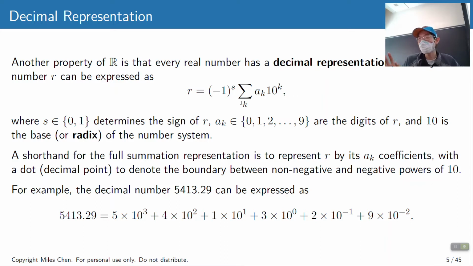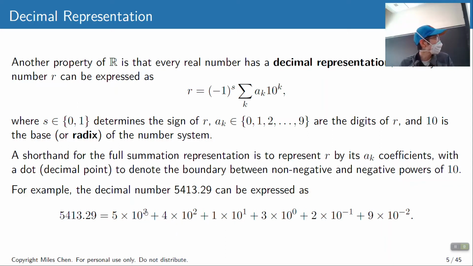And this is a little bit controversial because a lot of people don't like it. But if you do 0.999 and you say those 9s go on to infinity, that is exactly equal to 1. Okay, and that's kind of a side effect of decimal representation. And so anyway, you see this number 5,413.29, and 29/100ths would be 5 times 10 to the 3rd plus 4 times 10 to the 2, 1 times 10 to the 1, and so on and so forth.